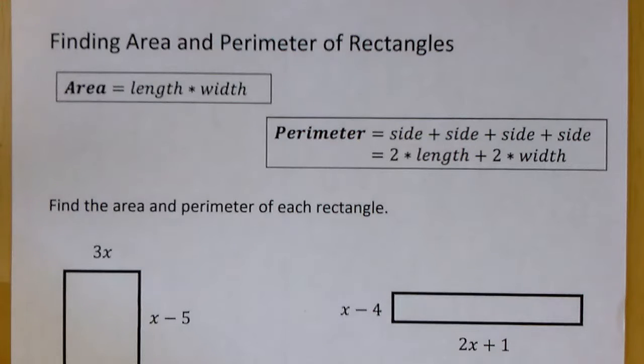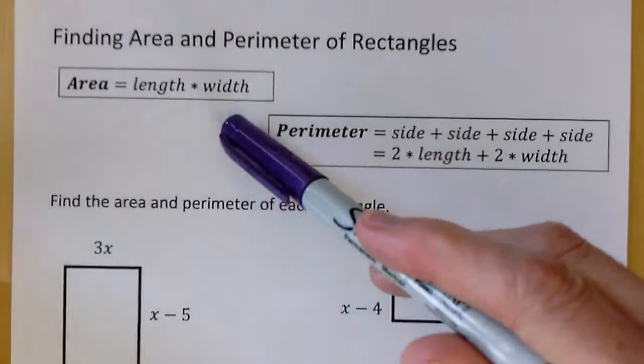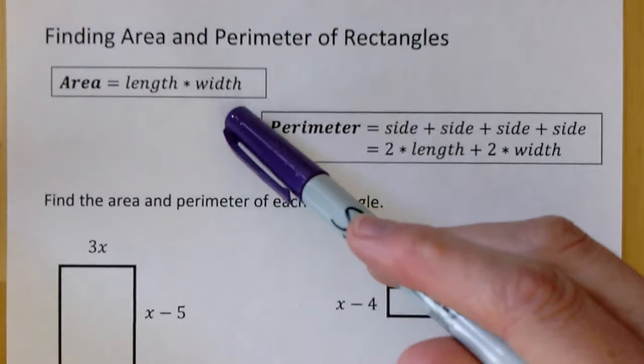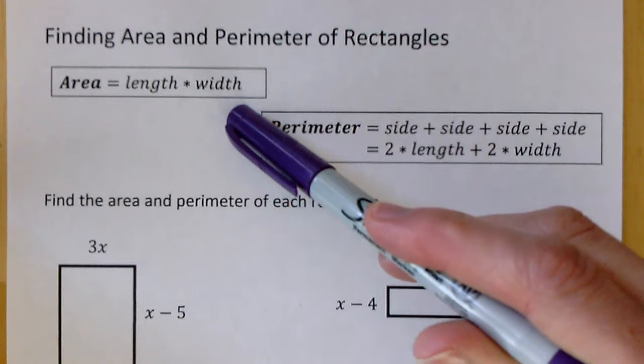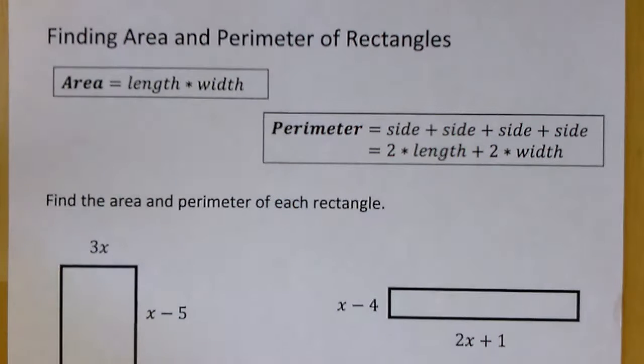All right, so let's talk about area and perimeter of rectangles and how we can find them when we have polynomial side lengths. Okay, so quick reminder, I know you've done this before. Area is just the length times width. That's your equation for finding area of something.